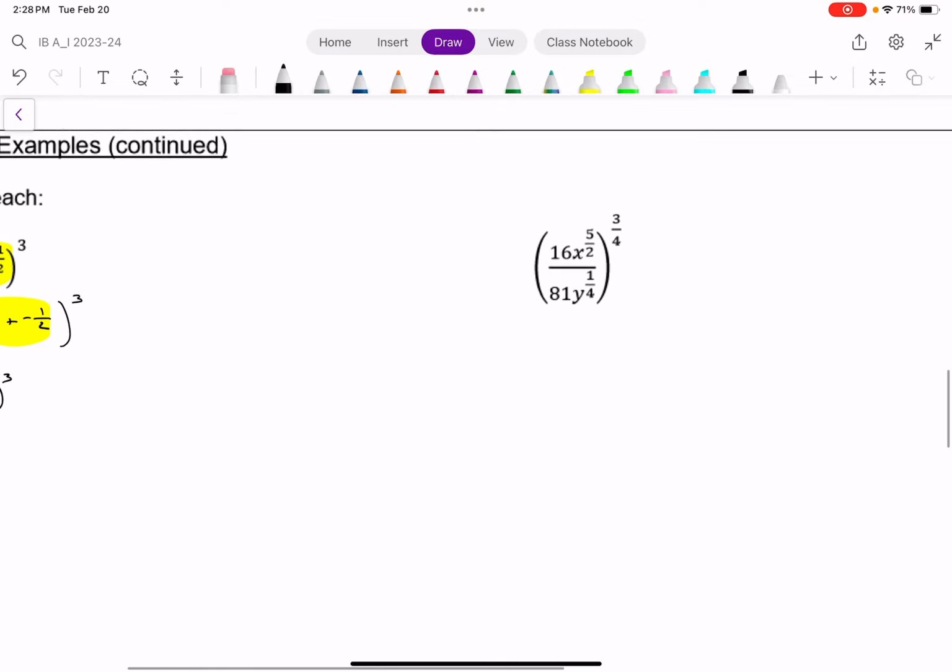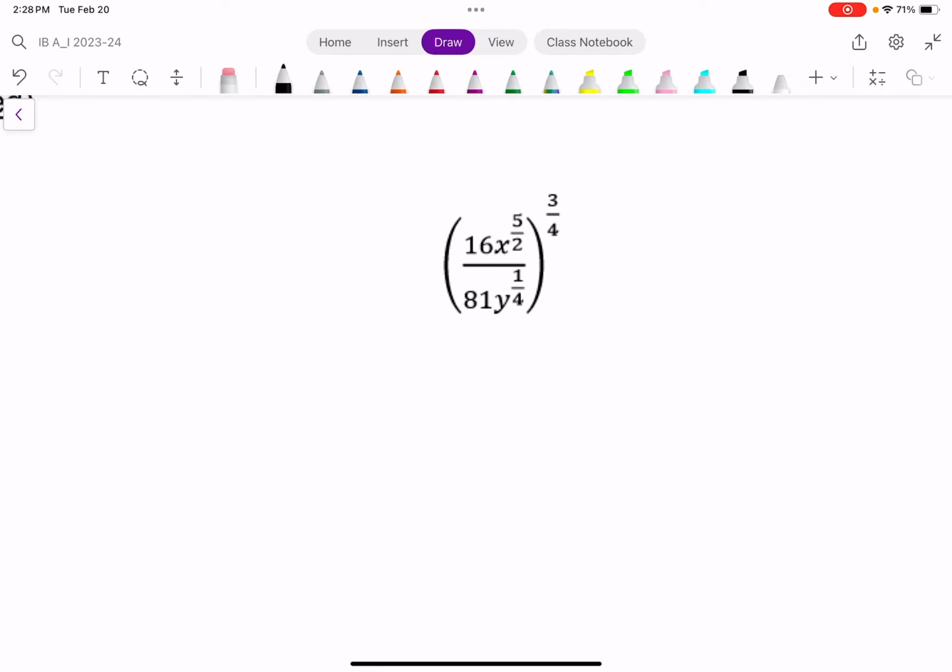All right, so over here, getting fairly messy, but I want to clean this up as much as possible. One thing I would do before I do much is to look at my base, which is a lot going on, and see if anything can be simplified here. But there isn't. I don't have the same variable in the numerator and the denominator, and neither 16 nor 81 has a common factor that I can use to simplify this. I'd always look for that first, but there isn't.